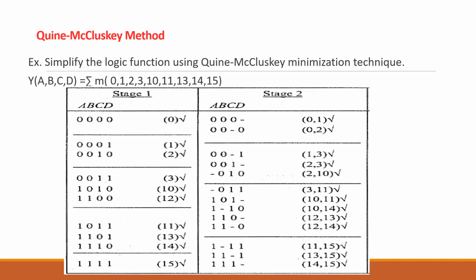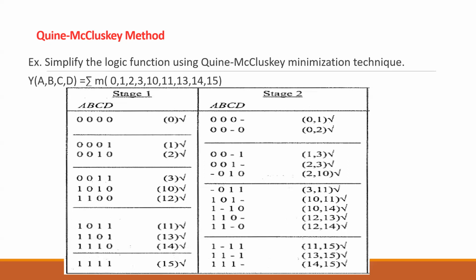Now the second group in step 2 comes from comparing group 2 with group 3 of the first stage. Means we have to compare 1 with 3, 1 with 10, 1 with 12. Similarly, 2 with 3, 2 with 10, and 2 with 12. And by comparing, we get 3 minterm pairs which allow single bit difference, and these are marked as 1, 3, 2, 3, and 2, 10.